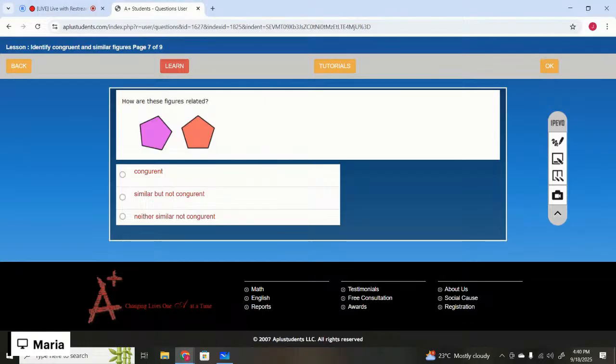How are these figures related? Similar but not congruent. Okay, you can complete the lesson by yourself later today.